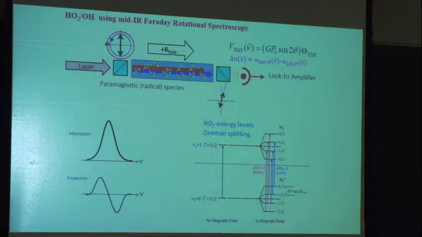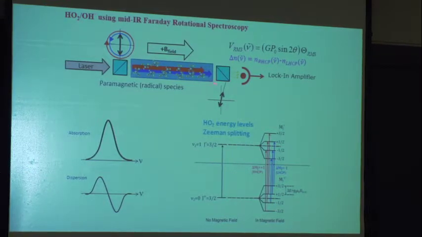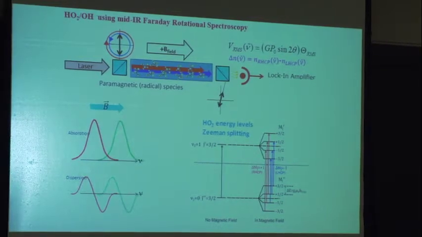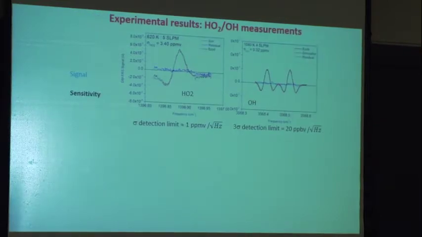So therefore, the polarization angle initially is 45 degrees. After you pass through this HO2, the polarization angle should be either bigger than 45 degrees or less than 45 degrees. So that change of polarization angle will be proportional to how much HO2 is there. So this is the measurement of HO2 in a flow reactor.